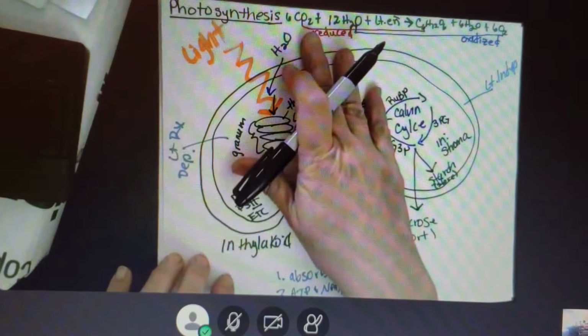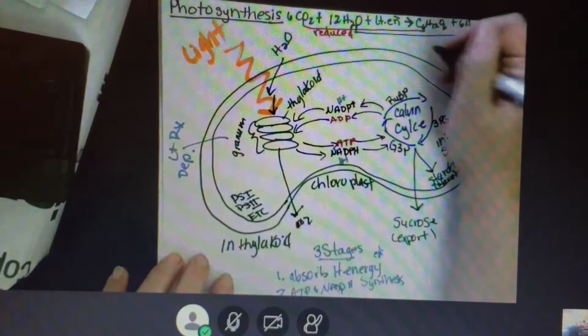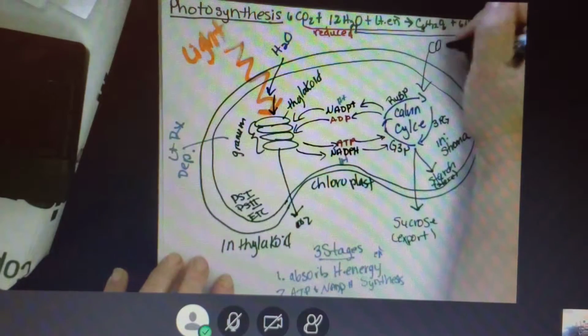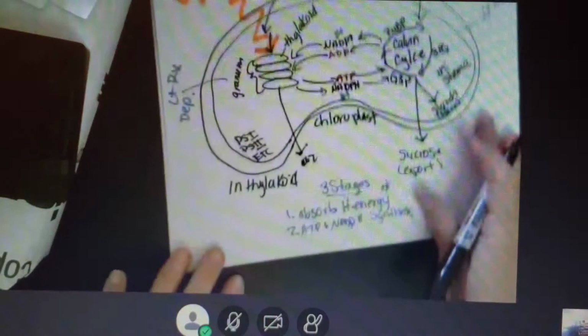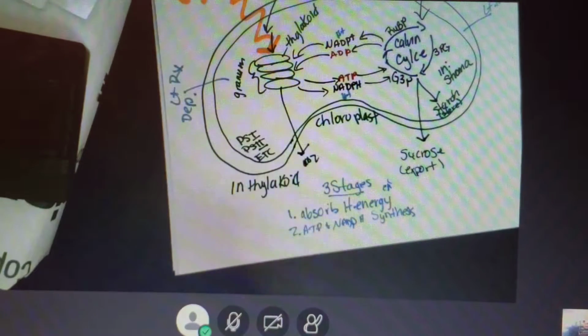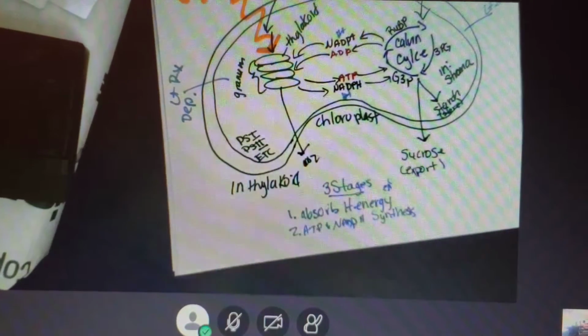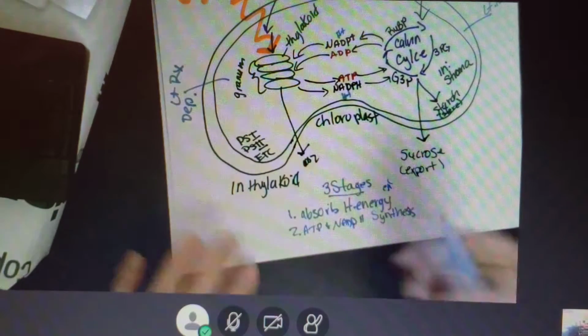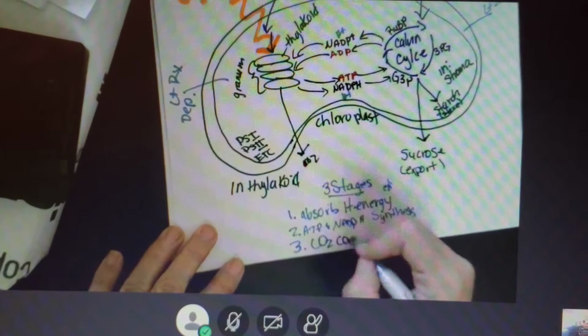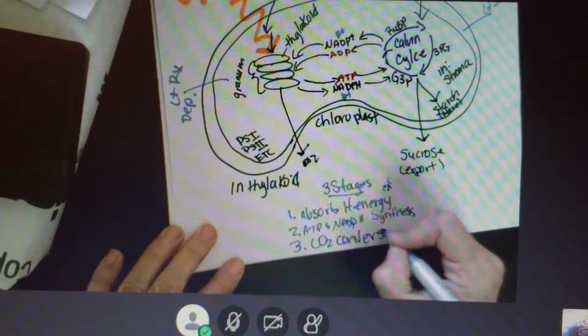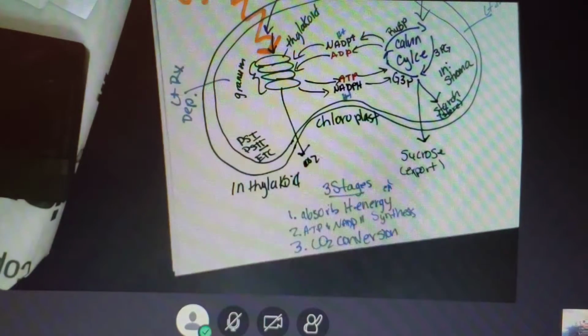Carbon dioxide, right? So we got to put carbon dioxide in over here. We left that off, okay? The carbon dioxide had to get over here. And so what do we do to that carbon dioxide? We fix it or we convert it, okay? So we're going to say carbon dioxide conversion. You can say fixation if you want. Carbon dioxide conversion, all right?